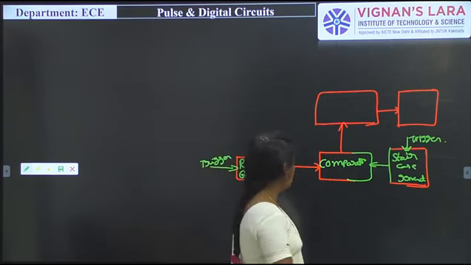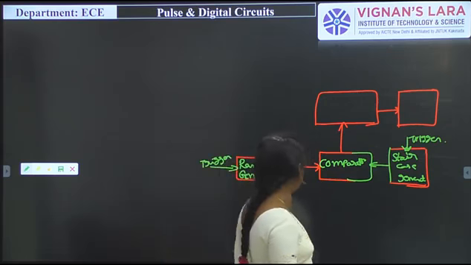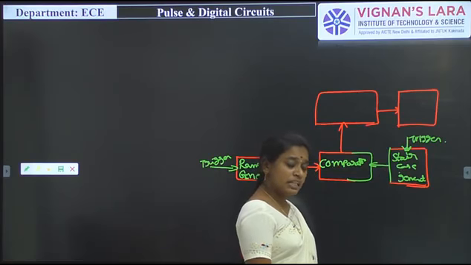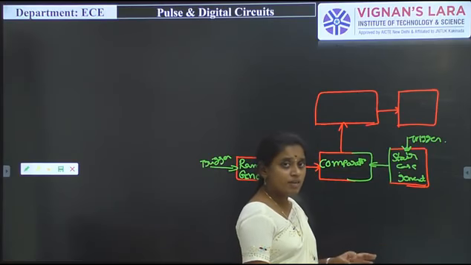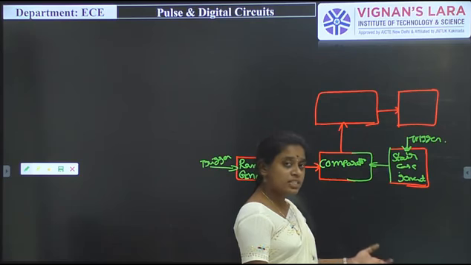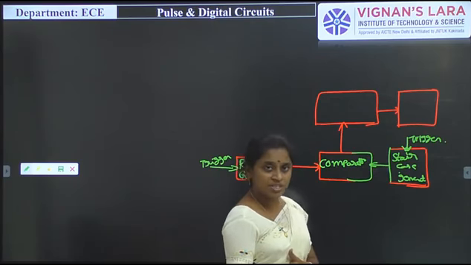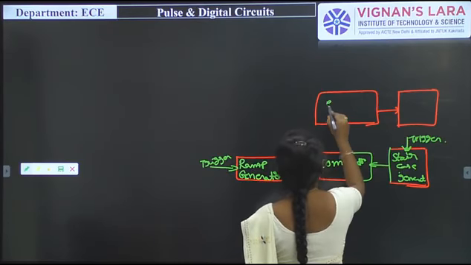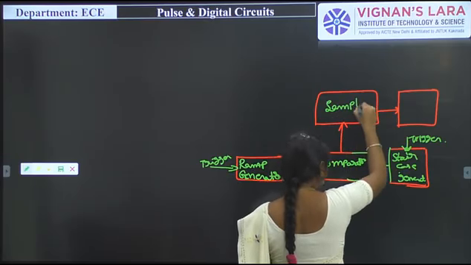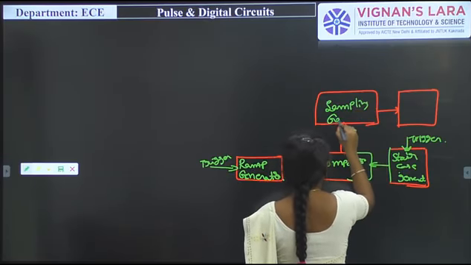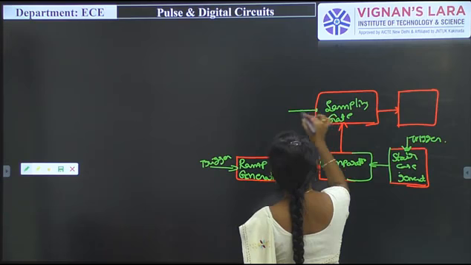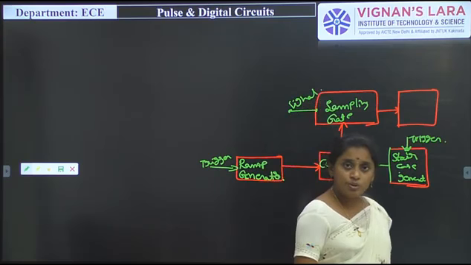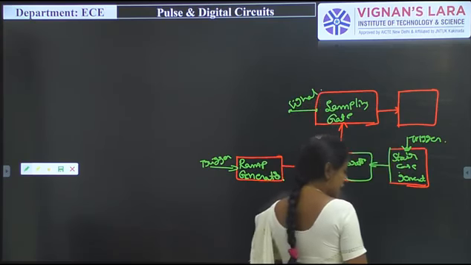After that, it compares. What is the purpose of this comparator? It compares the ramp input with the staircase signal. Whenever the staircase signal and ramp signal touch, during that time the input signal we give will be produced at the output side. That is the major function of this sampling gate. After that, it is given to the sampling gate, and then we give it to the stretch and hold circuit.